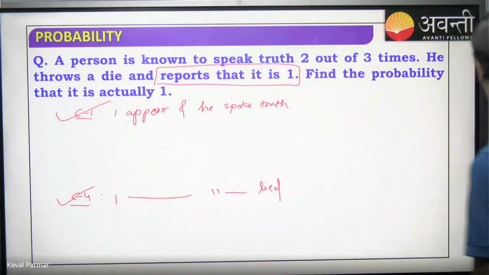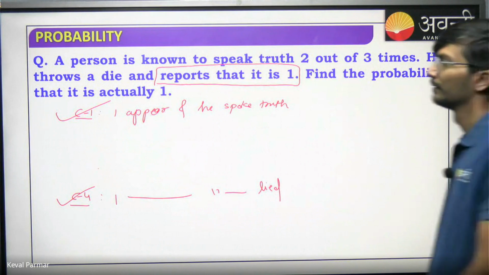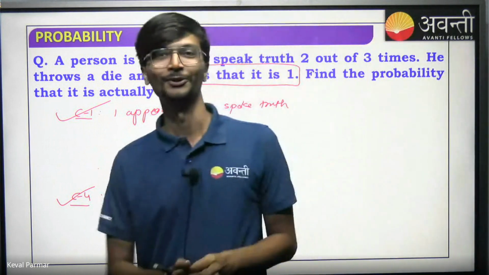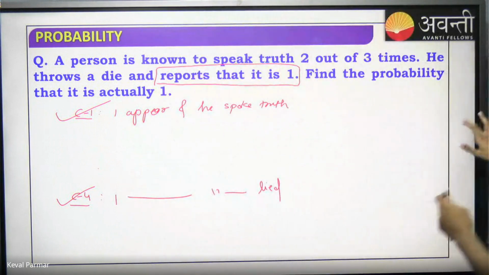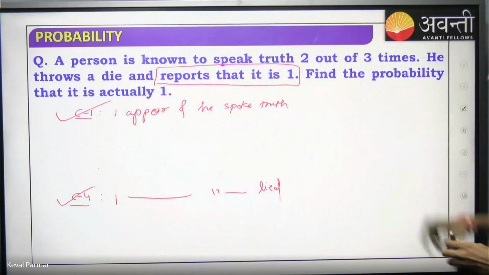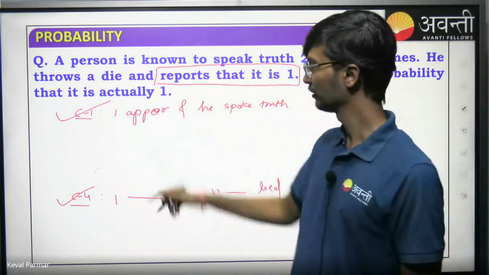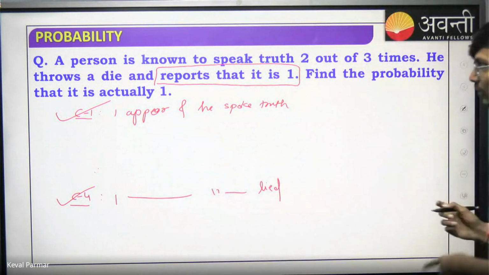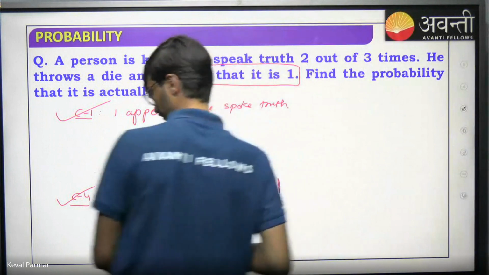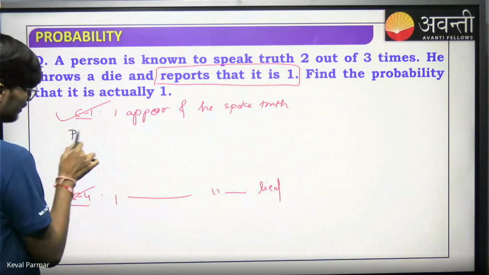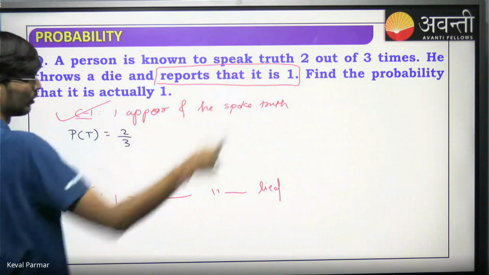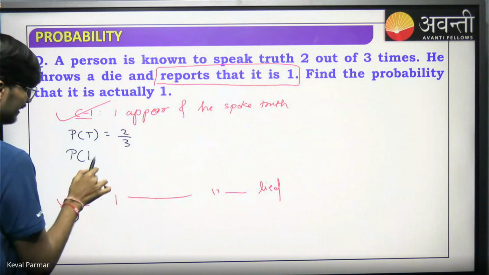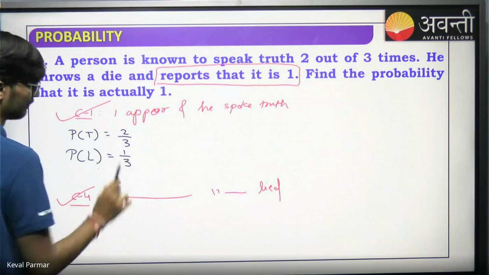Okay. So find the probability that it is actually 1. So now we have to find the total probability, right? So total probability that he reports 1. So these are the two cases. Now let's write the given data here. The person speaks the truth 2 by 3 because 2 out of 3 times. That means the probability that the person lies is 1 by 3.